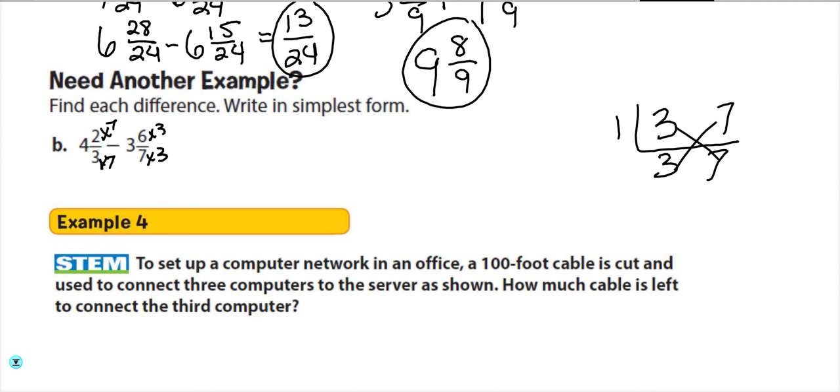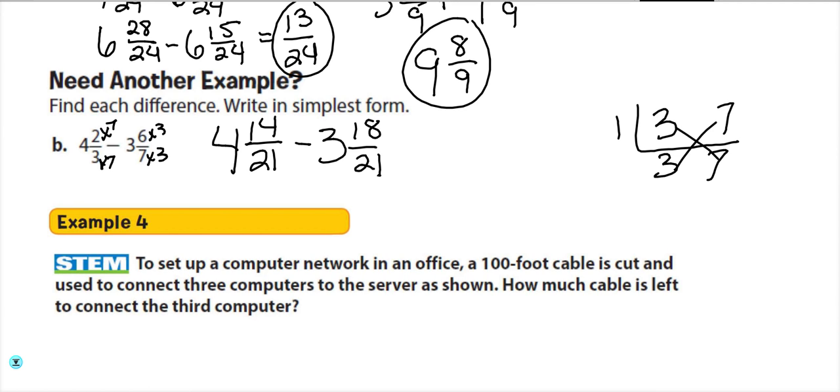All right, so we got 4 and 14/21 minus 3 and 18/21. Okay, so when you look at this, you can already tell I can do 4 minus 3. That's great, but I can't do my 14 minus 18, so I'm going to have to borrow. All right, so here we go.